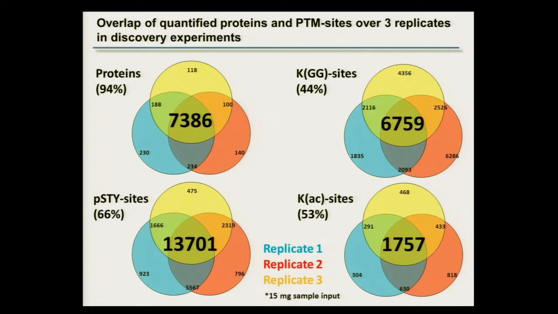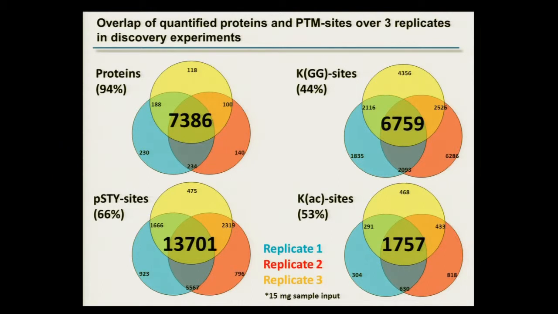If you look at the overlap between different replicates, biological replicates, for protein and modification analysis, you see that the overlap is pretty good for proteins. It's about 94% among 3 biological replicates. The reason for that is that to identify the protein in different biological replicates, it's not necessary to exactly measure the same peptides, but you just have to measure some of the peptides of the proteins.